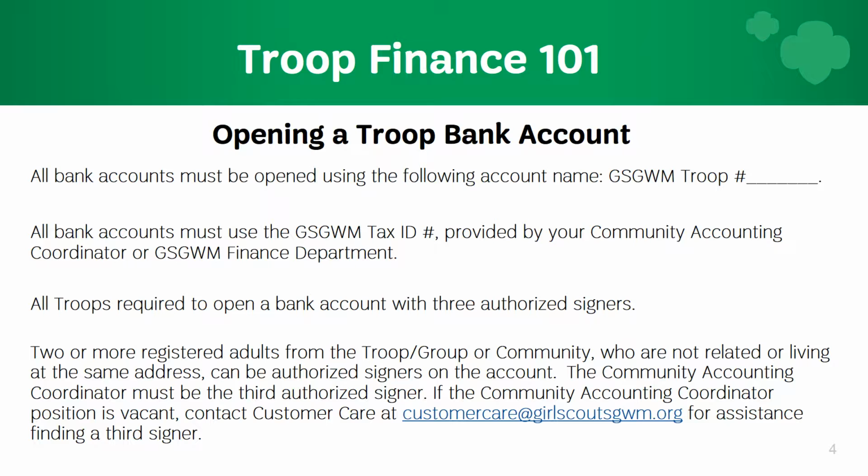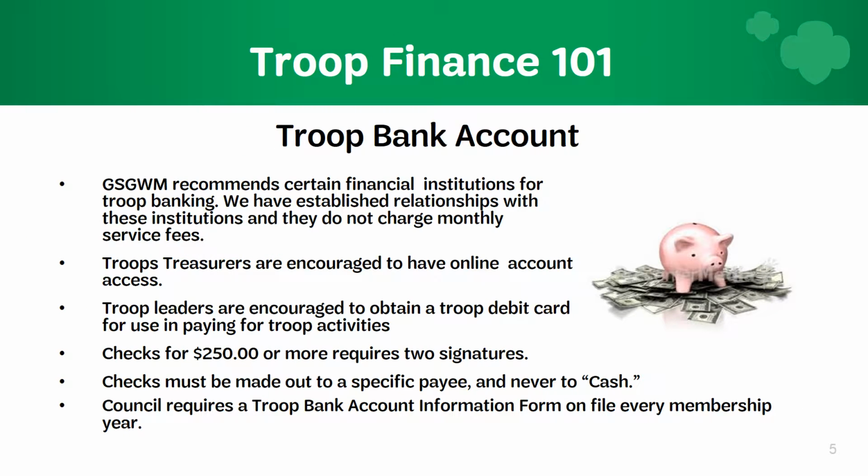If your service unit does not have a community accounting coordinator, please contact customer care for assistance in finding a 3rd signer for your account. GSGWM recommends the use of TD Bank, Citizens Bank, or People's Bank for your troop account. Be sure to open your account as a nonprofit to avoid monthly service fees. If you use another bank, our ability to assist you with banking issues may be limited.